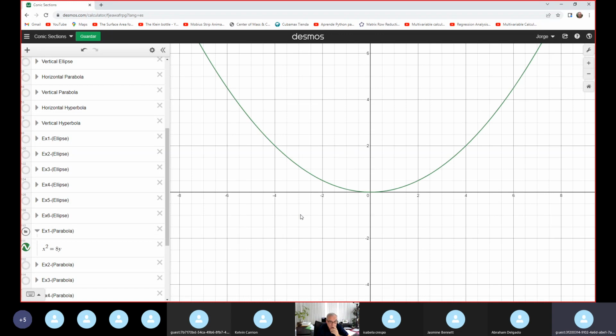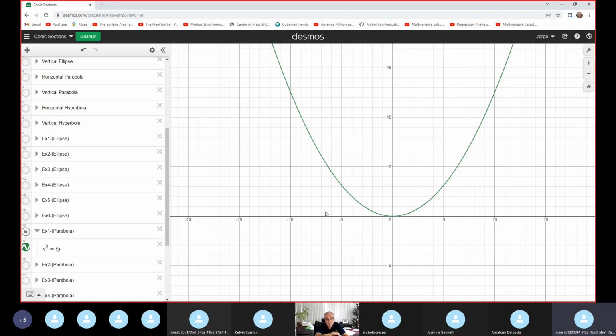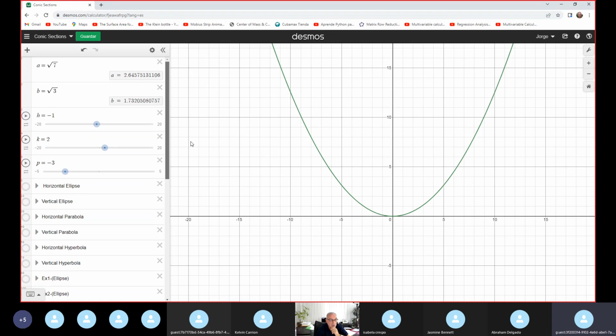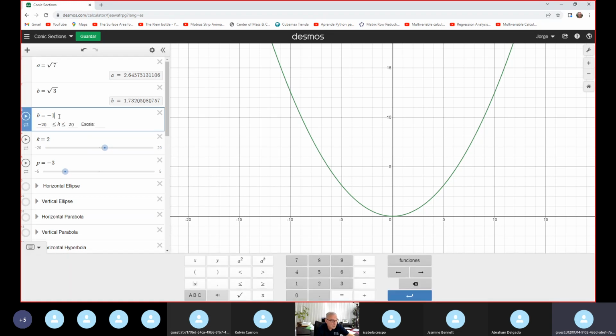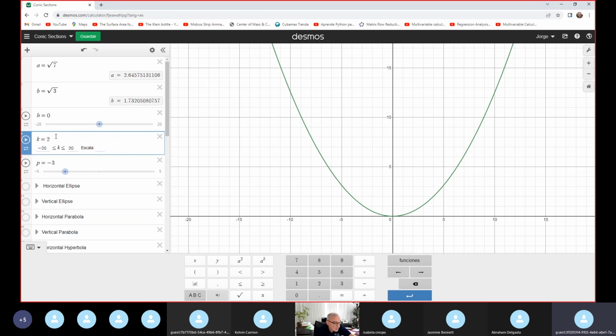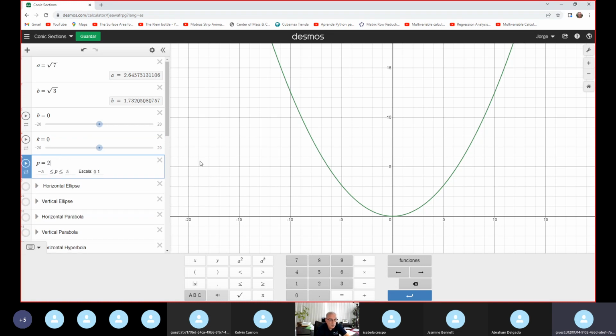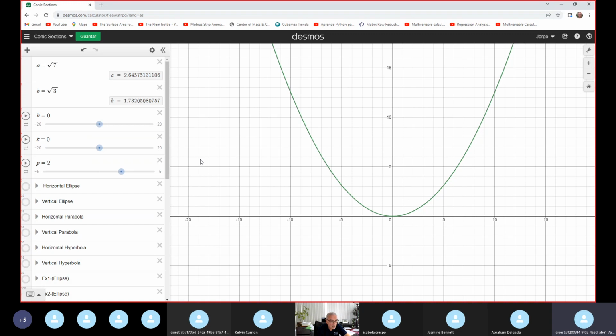Super easy. Do you see it's vertical? So I go to the top part of the script. You define, I don't care about A and B because A and B are for the ellipse. I care about H and K, both 0. 0, 0 is the vertex. And P is 2 in our specific example. And you classify it as a vertical parabola.